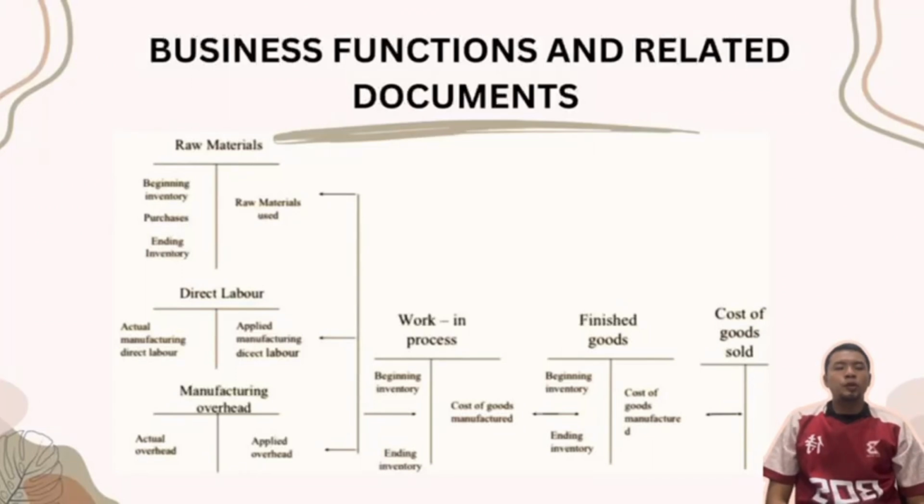Next, we will move into the business functions and the related documents. This chart will show you the flow of the inventory itself. First we have raw materials, direct labor, and manufacturing overhead. These three components will be combined and go through the process to produce the finished goods.